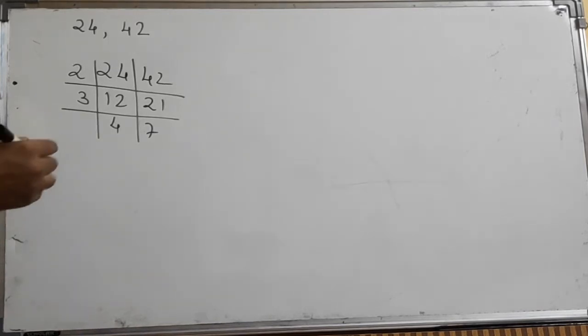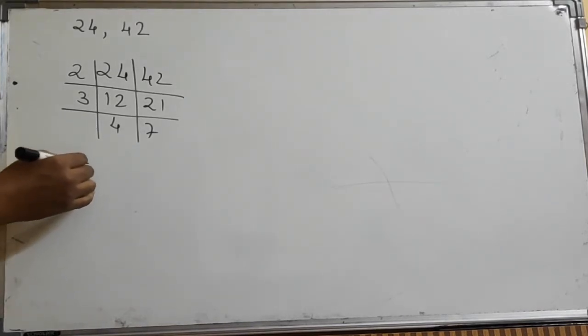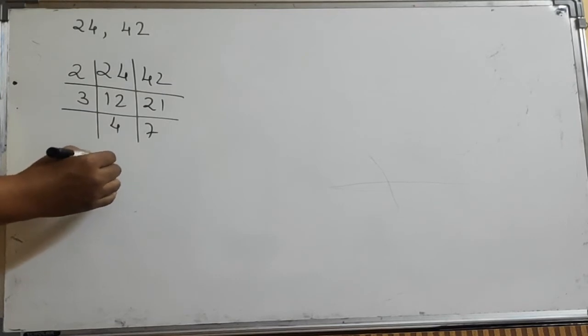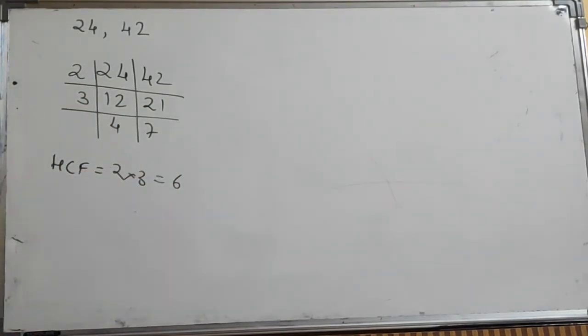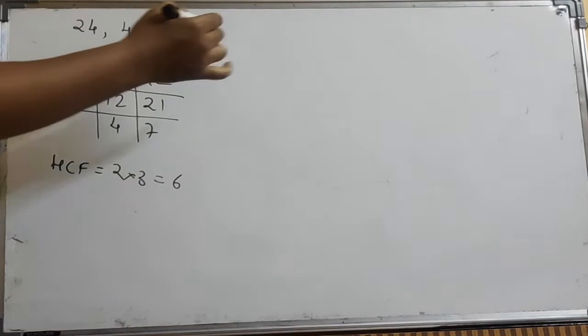So our HCF of 24 and 42 is 2 into 3, that is equals to 6. Okay, so this is the method which we used to find out the HCF. Now let us use the division method.